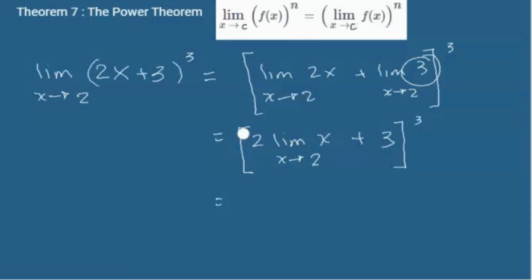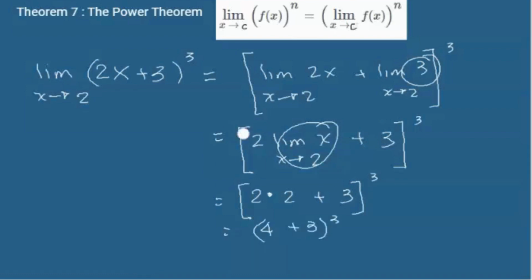Okay, and let's simplify this. So it's 2 times this one. The answer of the limit here is 2, plus 3 cubed. So 2 times 2 is 4, plus 3 raised to the power of 3. So this will be 7 cubed, which is equal to 343.